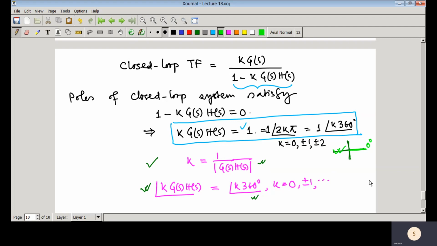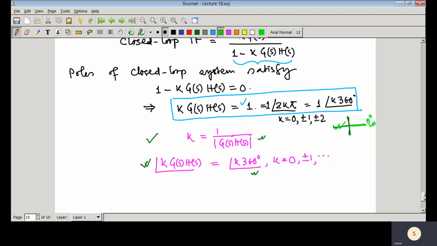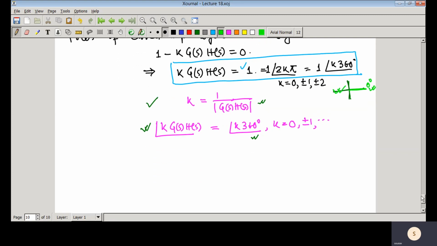So that is for that negative feedback case, and for positive feedback case it is along that particular axis, that is 0 degree or 360 degree. So this is the difference. So now if we just consider this particular fact, the difference in that rule.